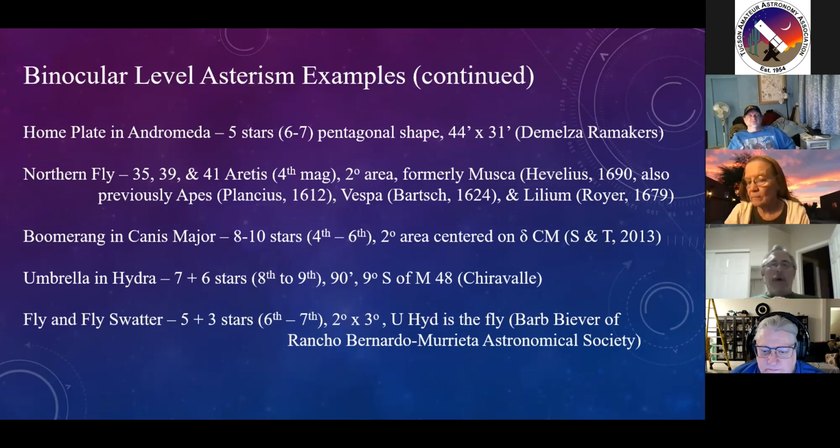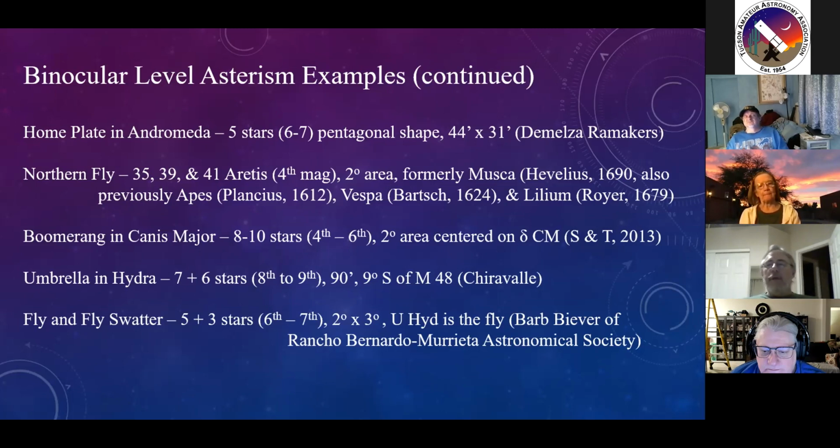Another one I wanted to point out is the Northern Fly, and this is part of the constellation Aries, basically the northern end, I believe. 35, 39, 41. These are all 4th magnitude stars. It looks like a triangle. They call it the Northern Fly. That's fine. I don't know why it got that name, but basically it's just a triangle of stars. But more important, it's about 2 degrees in area. But more importantly, here we have an asterism that was recognized as a different constellation prior to the formal designation of the 88 constellations back in 1928.